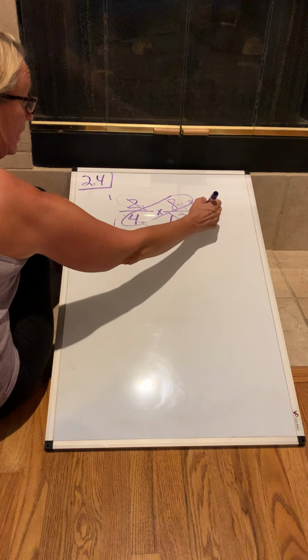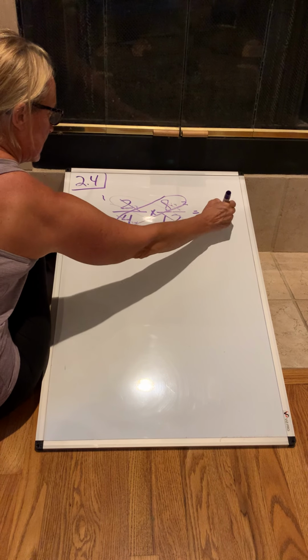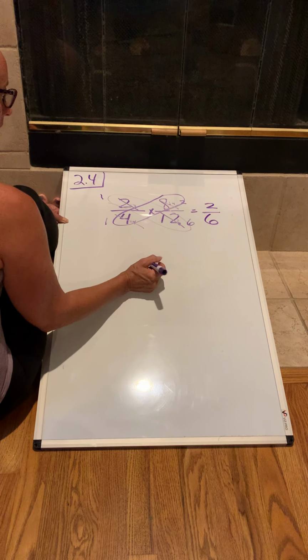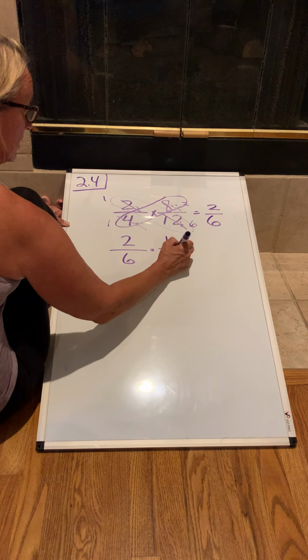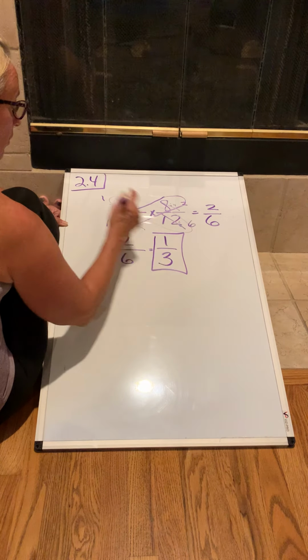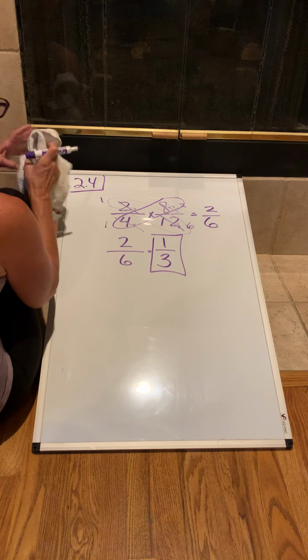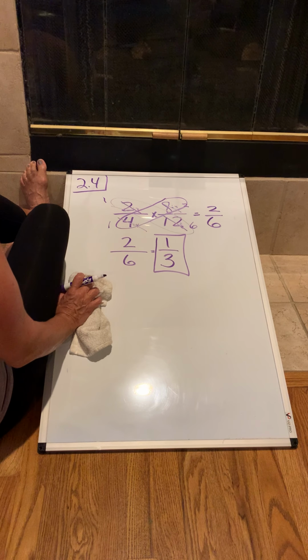Now we multiply straight across. And we get 2/6. Okay? And 2/6 can be simplified one more time to 1/3. Okay? So, hopefully those two examples helped and you can work through those today.